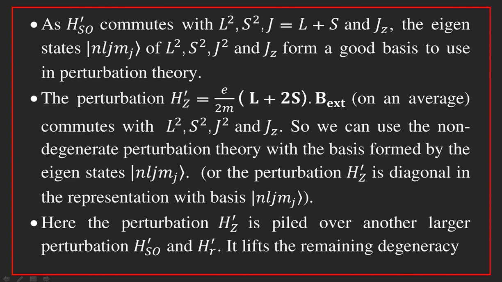And also here our perturbation is Hz', which is equal to e by 2m into (L plus 2S) dot B external. Now we can see that this vector, L plus 2S, on an average also commutes with L square, S square, J square, and Jz. So the Zeeman perturbation is also diagonal in the basis n l j m_j. So we can use non-degenerate perturbation theory with the basis formed by n l j m_j.